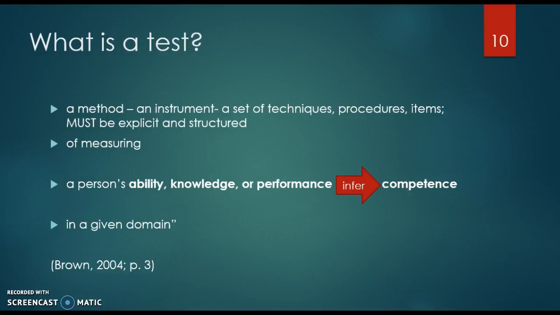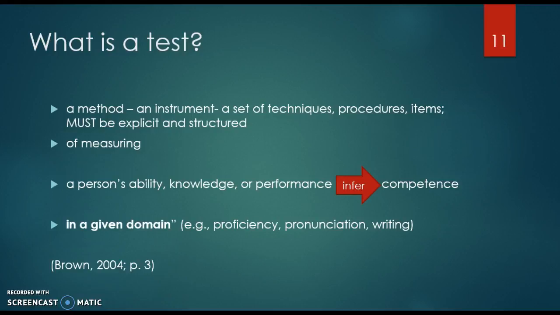And from the measuring of a person's ability, knowledge, or performance, we infer that person's competence. We really can't ever directly measure competence. We can only measure the performance or the knowledge based on their performance on a test. And then the last part here, in a given domain. What I mean there is it could be very general, like I want to measure the person's language proficiency, and you might choose specific items to measure that, trying to see what would represent their global proficiency. Or it might be very specific, like just their writing skills or just their pronunciation skills.